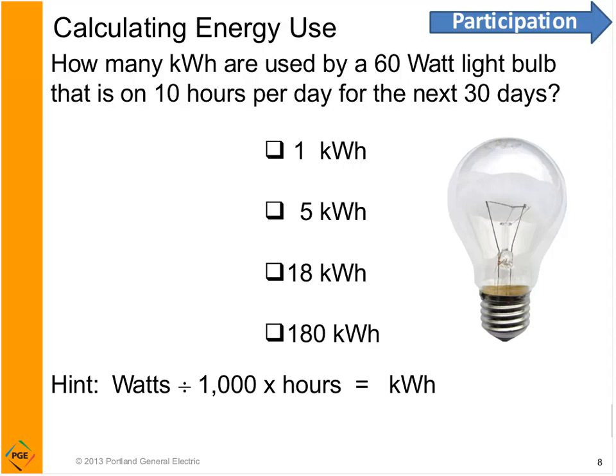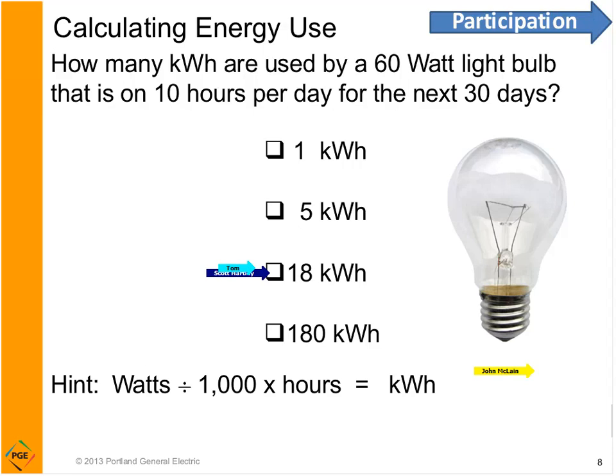This is a pretty common question, and sometimes people forget the formula. So here's the hint at the bottom. Take your best guess. Use that cursor. Here's my arrow. You can see I can move it around by clicking. And select for me what you think this answer is. Is it 1 kWh, 5 kWh, 18, or 180? Thank you, Scott. Scott's on it. Tom's on it. This is good participation.